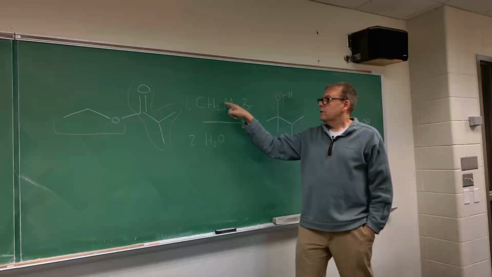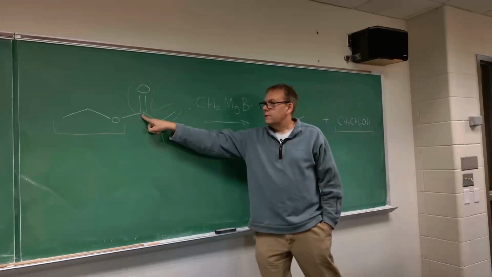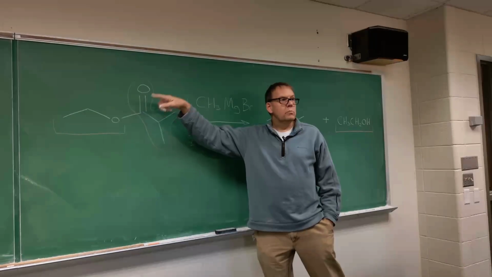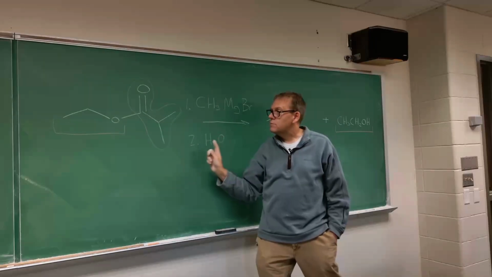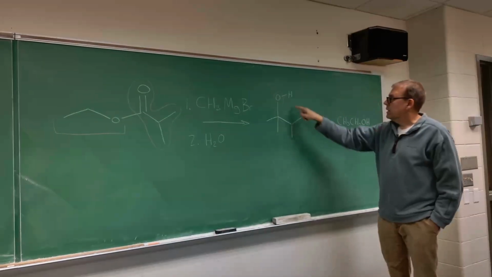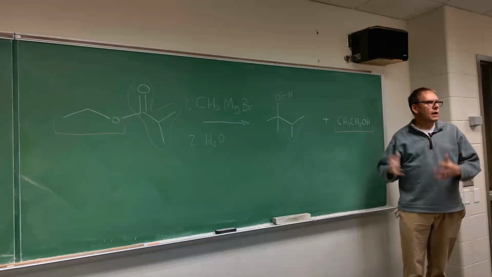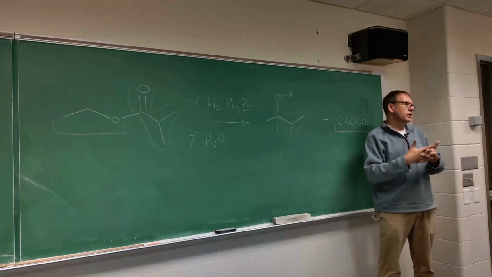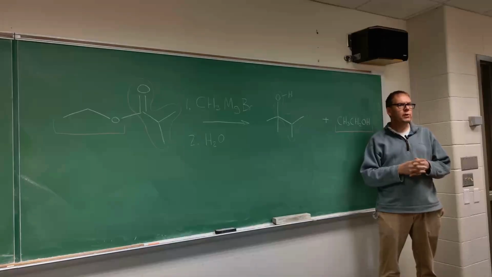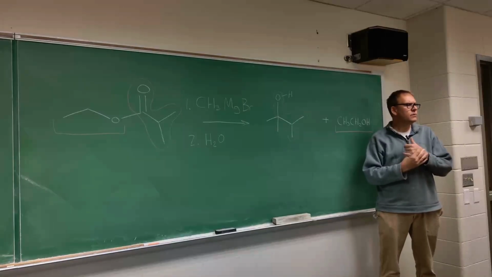Two equivalents of the methyl magnesium bromide would add to the carbonyl. The first one bumps out the leaving group, making a ketone. Then the second one comes in and attacks the ketone, and you end up getting this tertiary alcohol. So people did well on this one too, so I was happy to see that. Looking good. Any questions about either of the survey questions?